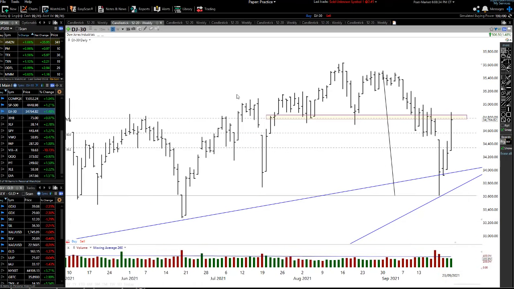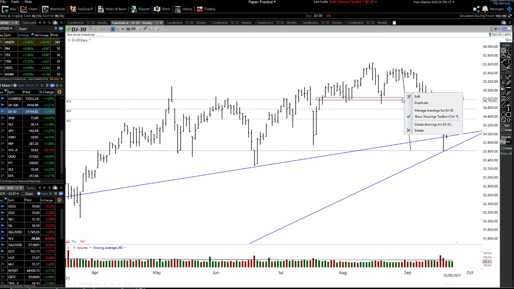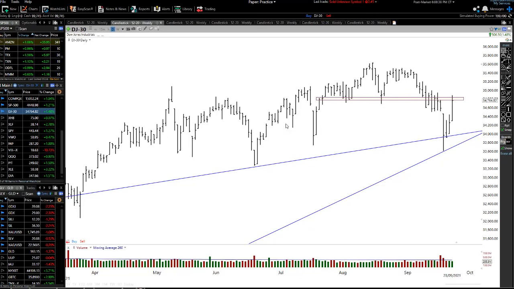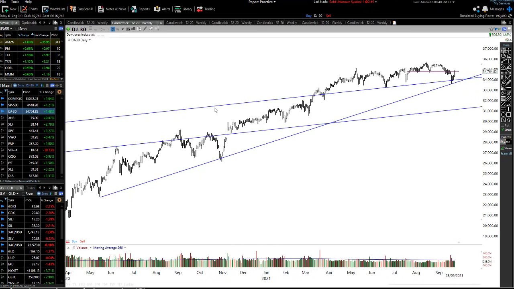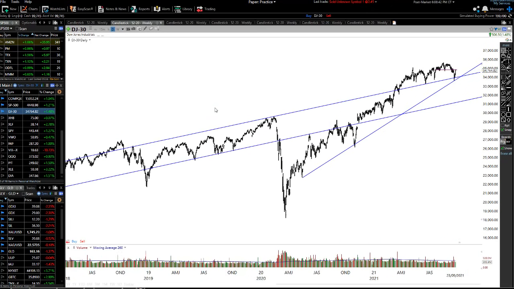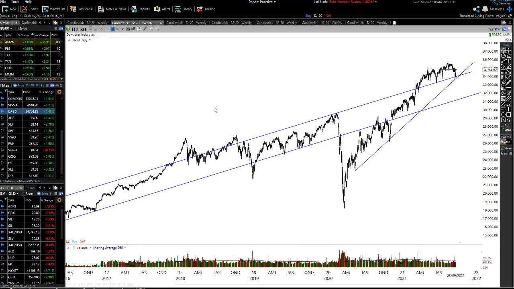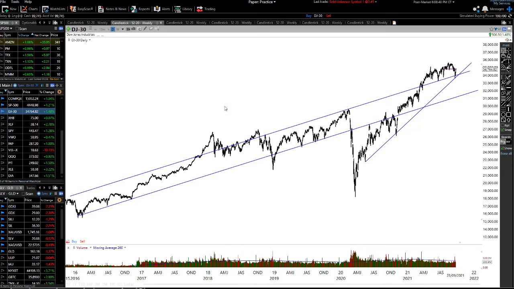Now, if I zoom out to the big picture, let me take the Fibonacci off the screen and keep all that through there. If I zoom out, look where we are right now. There's actually a lot of support where we are right now on the Dow Jones.